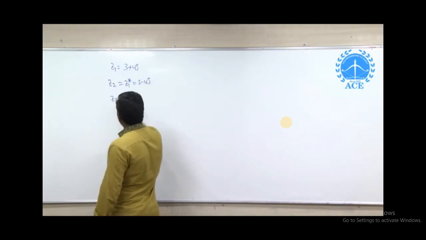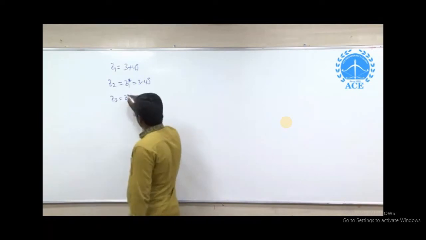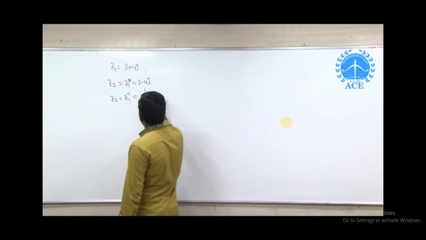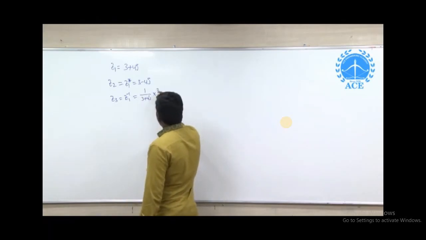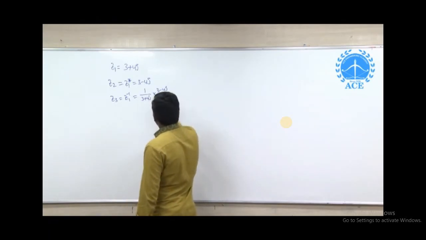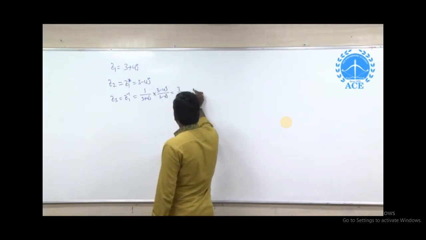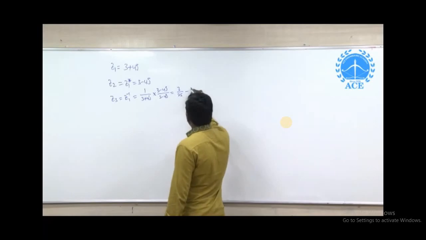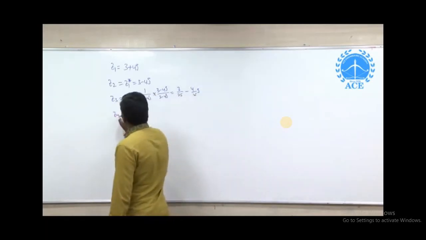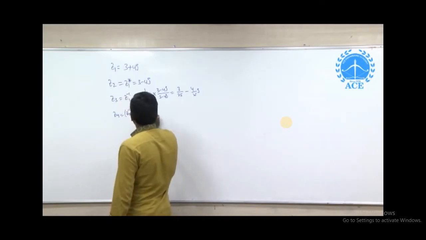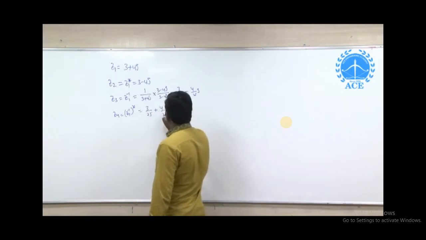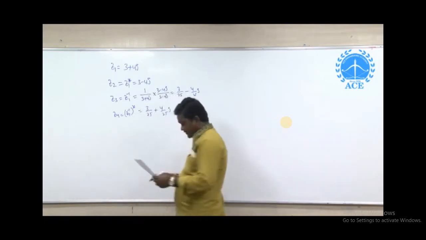And one more possibility is Z3 equal to Z1 inverse. So 1 by 3 plus 4j. And multiply and divide with 3 minus 4j by 3 minus 4j. This is equal to 3 by 25 minus 4 by 25j. And Z4 is equal to Z1 inverse conjugate. This is nothing but 3 by 25 plus 4 by 25j.